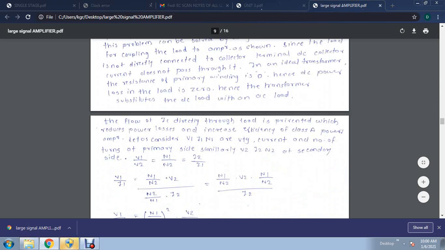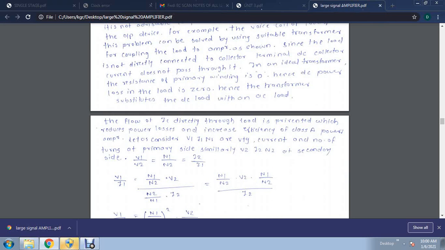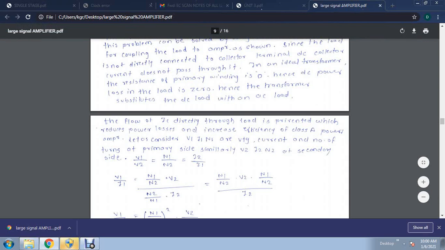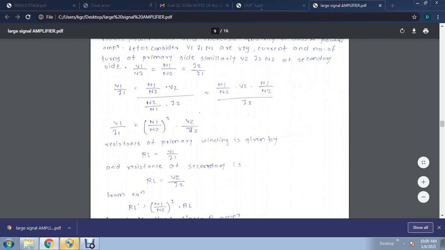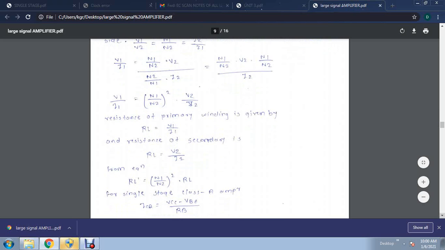Now here N1 is the primary coil, N2 is the secondary coil, V2 is the secondary voltage, and the ratio N1 by N2 is into V2, we can take it as I2, and V1 by V2 is nothing but (N1 by N2) whole square. The resistance of the primary winding is given by RL' equal to V1 by I1, and the resistance of the secondary is given by RL equal to V2 by I2. Then finally the load equation is RL' equal to (N1 by N2) whole square into RL.